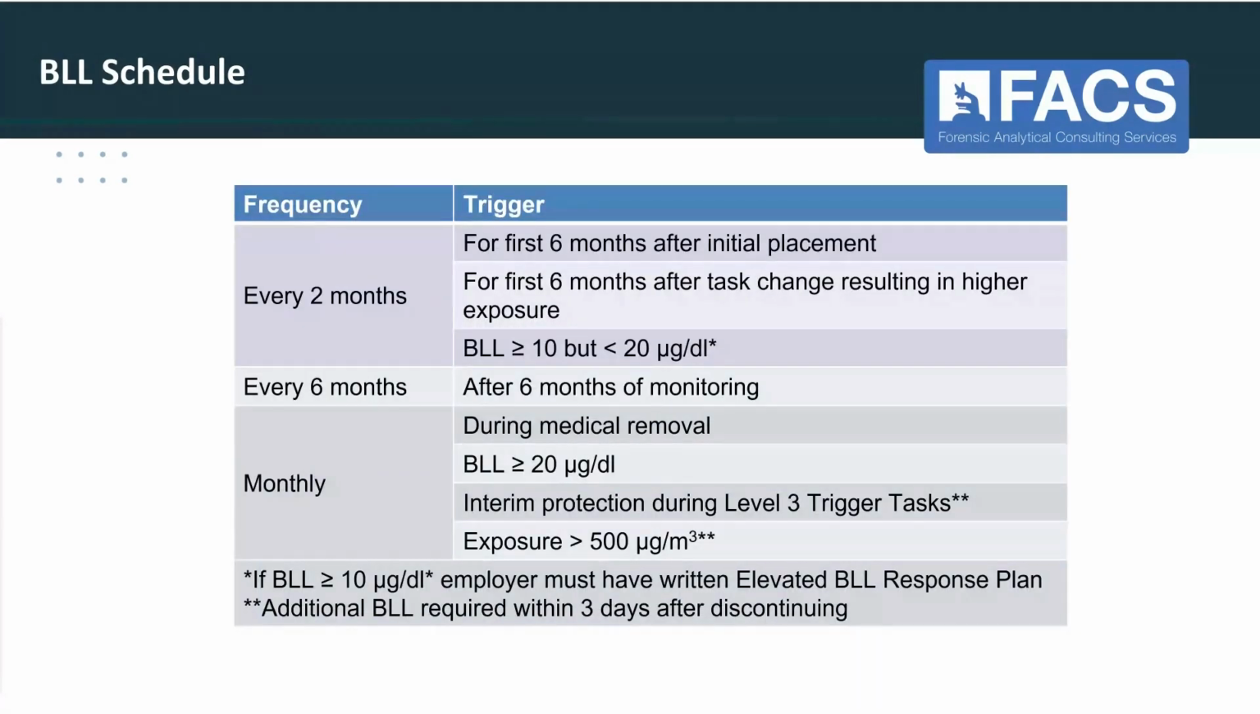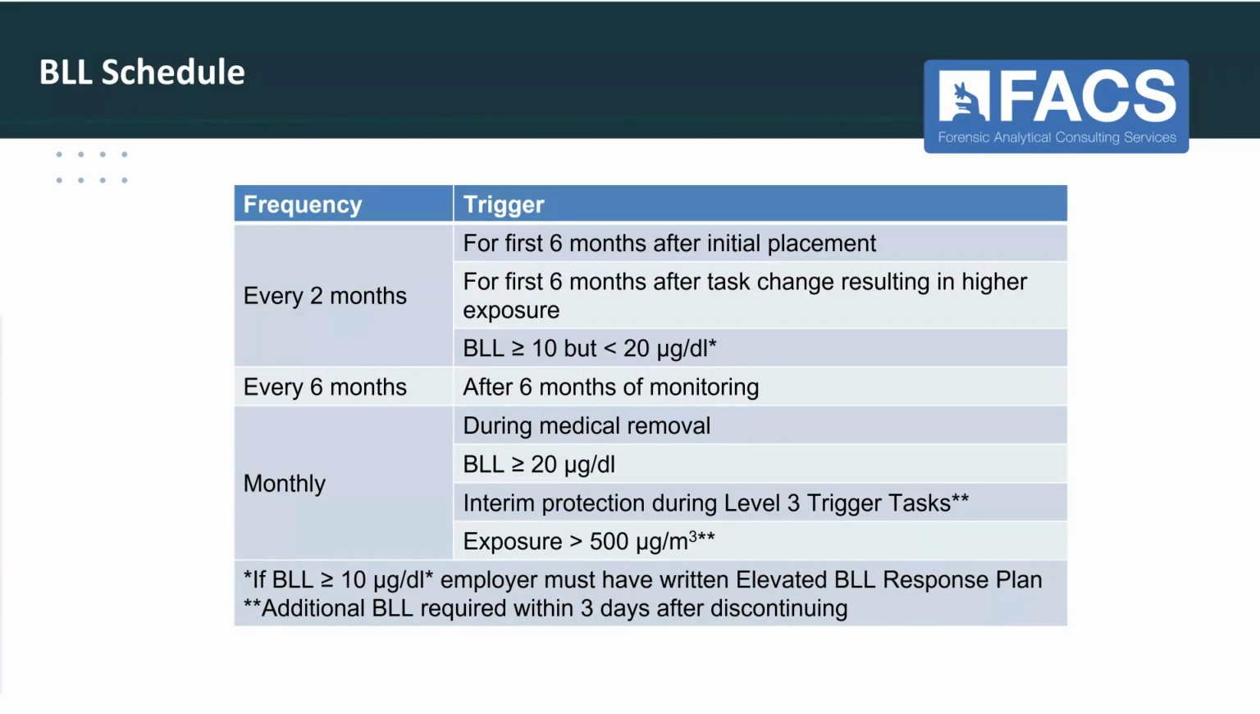All right, so here's our medical removal. Again, a little bit more complicated. So above 30 micrograms per deciliter, or 2 in a row above 20, or an average over the last 6 months over 20, unless the last is 15, or if a doctor says so.